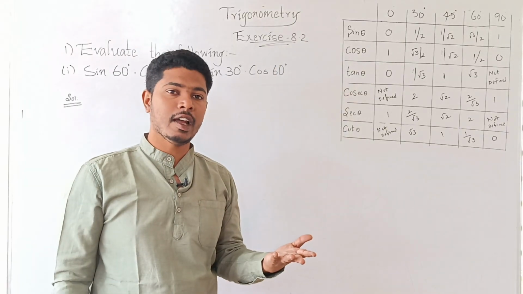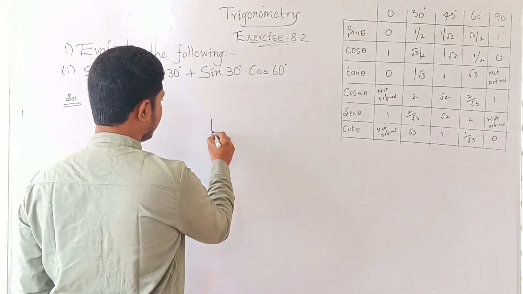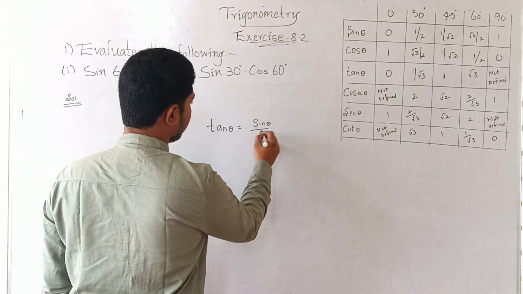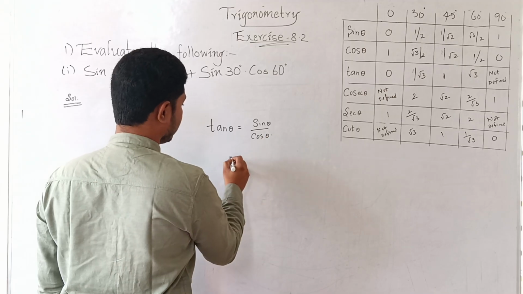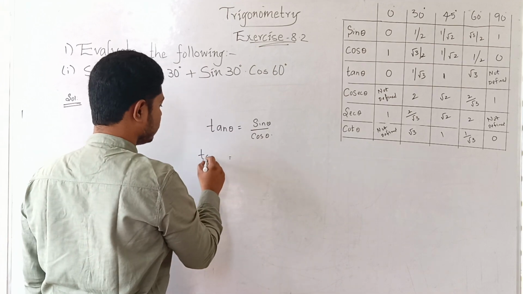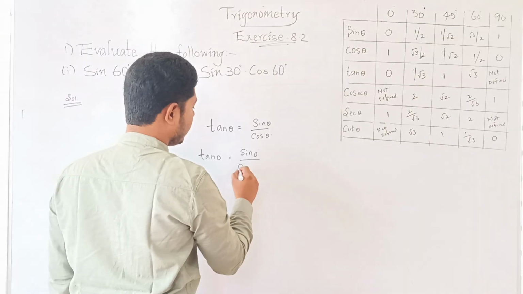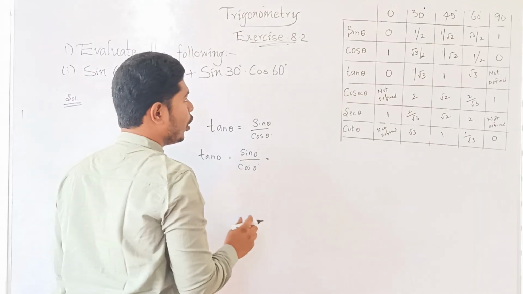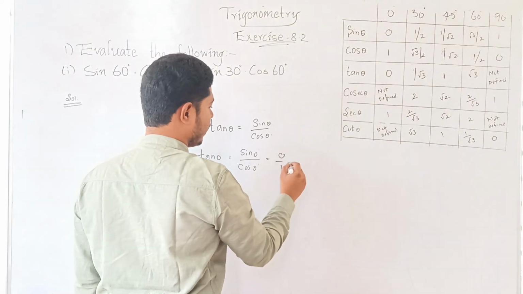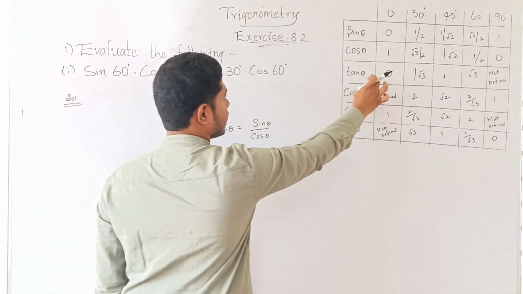How to learn the tan values? We have one formula: tan theta is equal to sine theta by cos theta. What is tan 0? Sine 0 by cos 0. What is sine 0? 0. What is cos 0? 1. 0 by anything is 0. The value of tan 0 is 0.